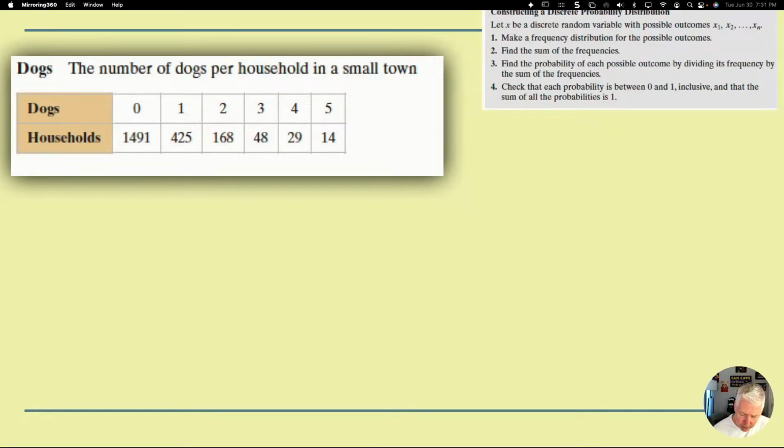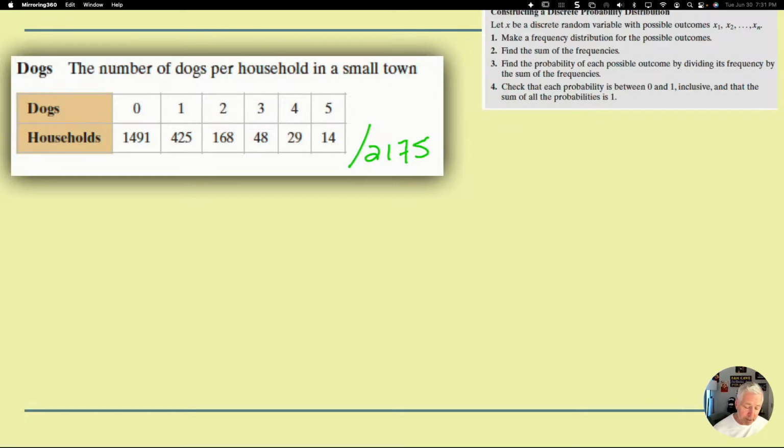So first thing I'm going to do here is add up how many households there were, because proportionally I want to see how 1491 stacks up to the whole, how 425 stacks up to the whole, and so on. So we've got 1491 plus 425 plus 168 plus 48 plus 29 plus 14, and I get 2175. So I get 2,175 households were entered to check for dogs, or surveys were returned for dogs in this town. Okay.